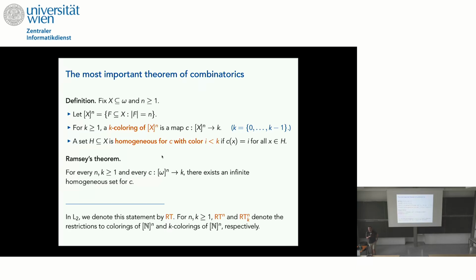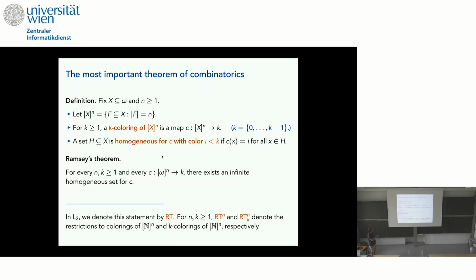Okay, so Ramsey's theorem says for every n, k bigger than 1, every coloring of n-tuples with k colors has an infinite homogeneous set. And if you take n equal 1 and k equal 2, then you have the pigeonhole principle that we saw earlier. That's just coloring singletons with red or blue.